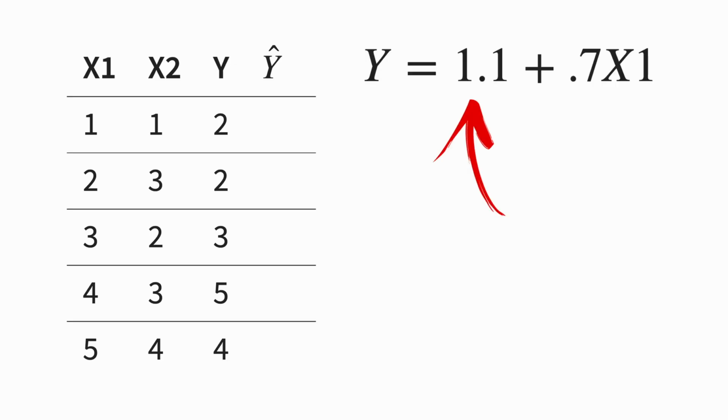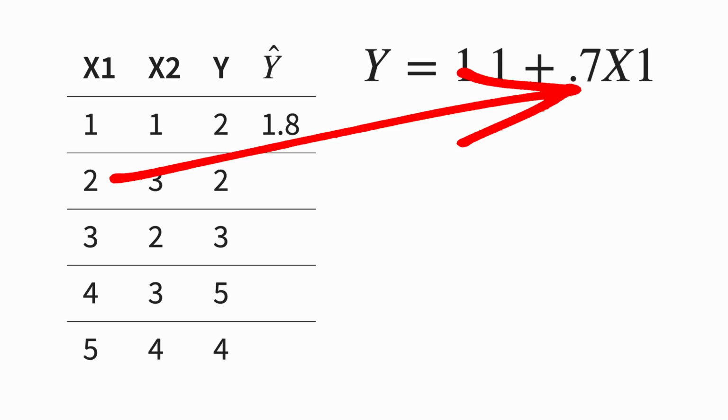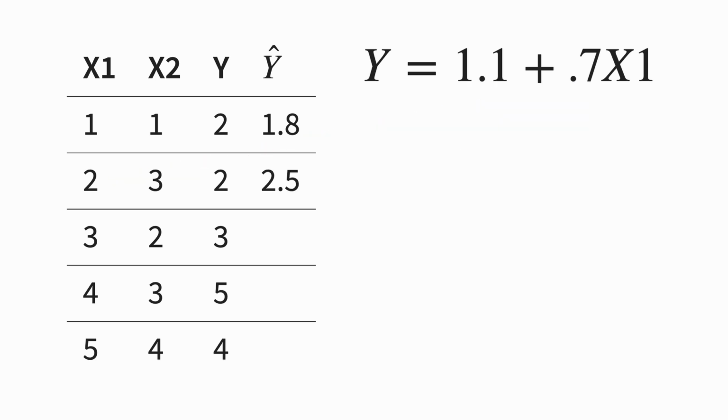So if we go 1.1 plus 0.7 times x1, which is 0.7, then we get a prediction of 1.8. And likewise, for the second row, if we add 1.1 to 0.7 times 2, we get 2.5. And so on.